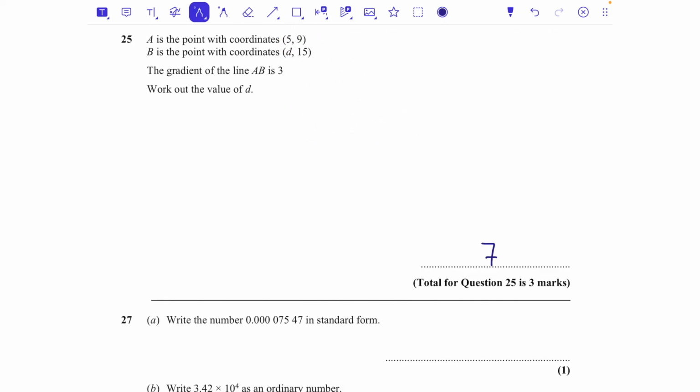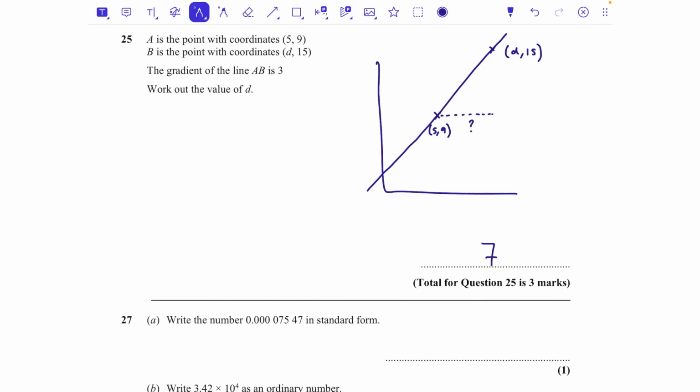So let's go 5, 9, so roughly 5, 9, be about there. And then D, 15, so we don't know where it is, but we know it's going to be higher, and we know it's going to be up here because the gradient is 3. So that means for every 1 across, it's going 3 up. So we can see that we don't know how much it's gone across by, but I know that it's gone up from 9 to 15 by 6.